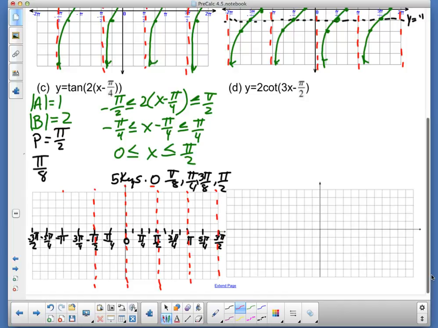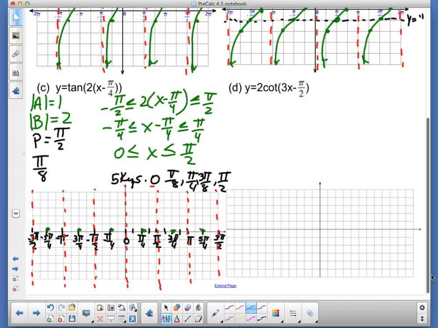And I've got negative pi and pi over 3. So I got those asymptotes. And I stay on the axis. Okay, so since I'm staying on the axis, my zeros are here. Right? And now it's a tangent constantly increasing.